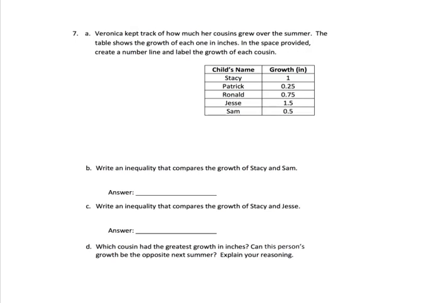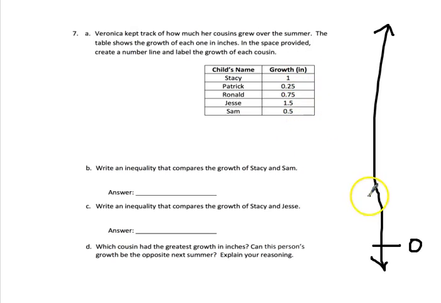Okay, so let's start with our vertical number line. Okay, and it says to create a visual model for all of the growth. So I'm going to put 0 here because I don't have anyone with a 0 growth. I have Patrick with 25/100th of an inch, so he grew just a little bit. He grew a 1/4 of an inch.